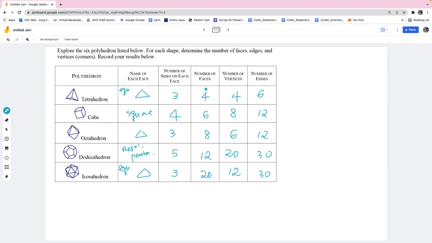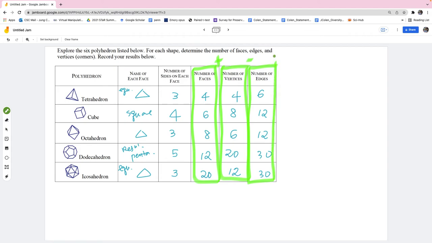Can you add the number of faces and number of vertices? So add these together and then subtract number of edges. Okay, and let's see what we get at the end.